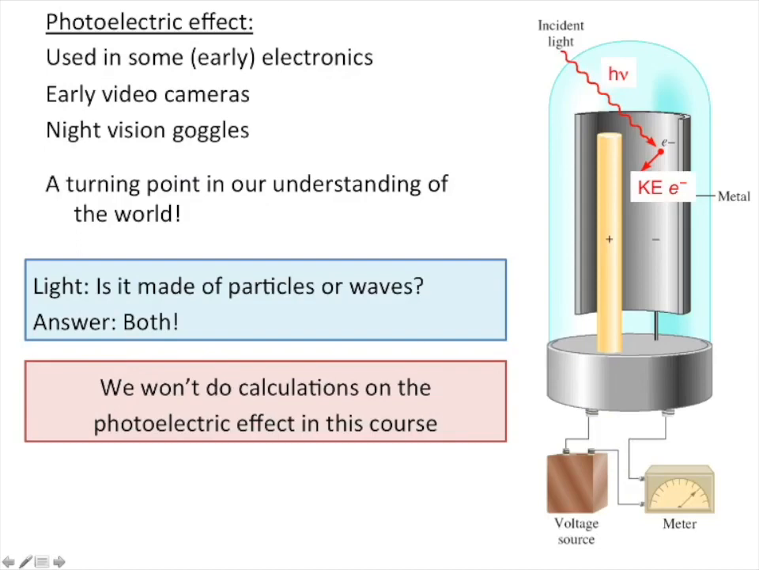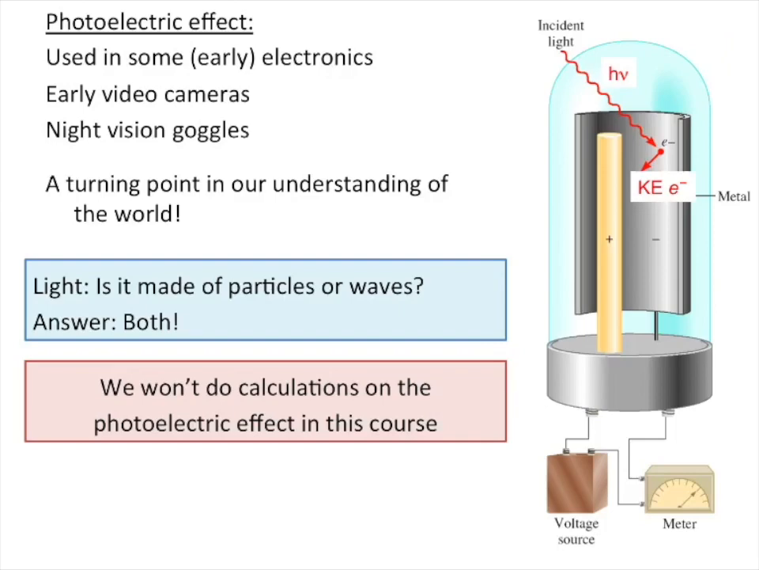So why do we talk about the photoelectric effect? Well, it was used in some early electronics, early video cameras, the little devices that go across a storefront doorway that make noise when you walk through it. These days we use charge-coupled devices, CCDs, for detecting light, and not the photoelectric effect of certain metals. But hey, this represents a turning point in our understanding of the world.